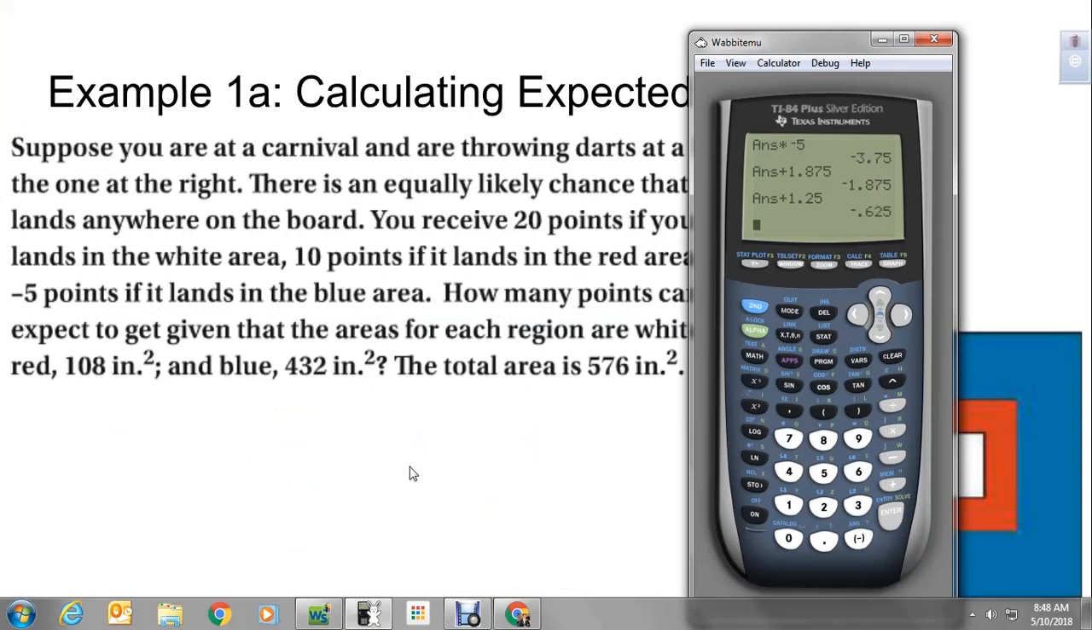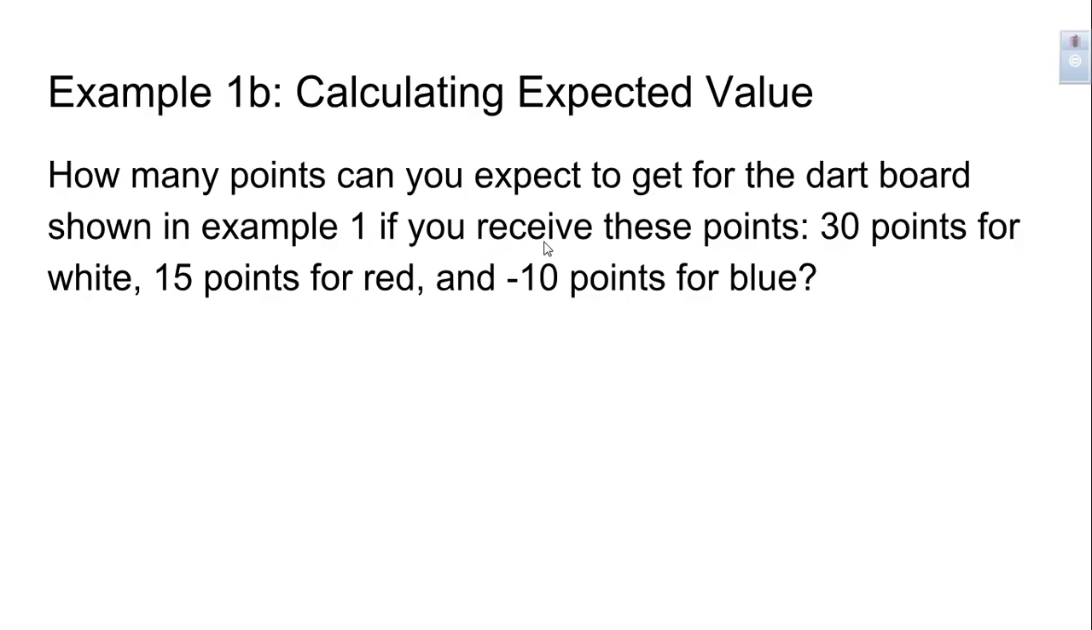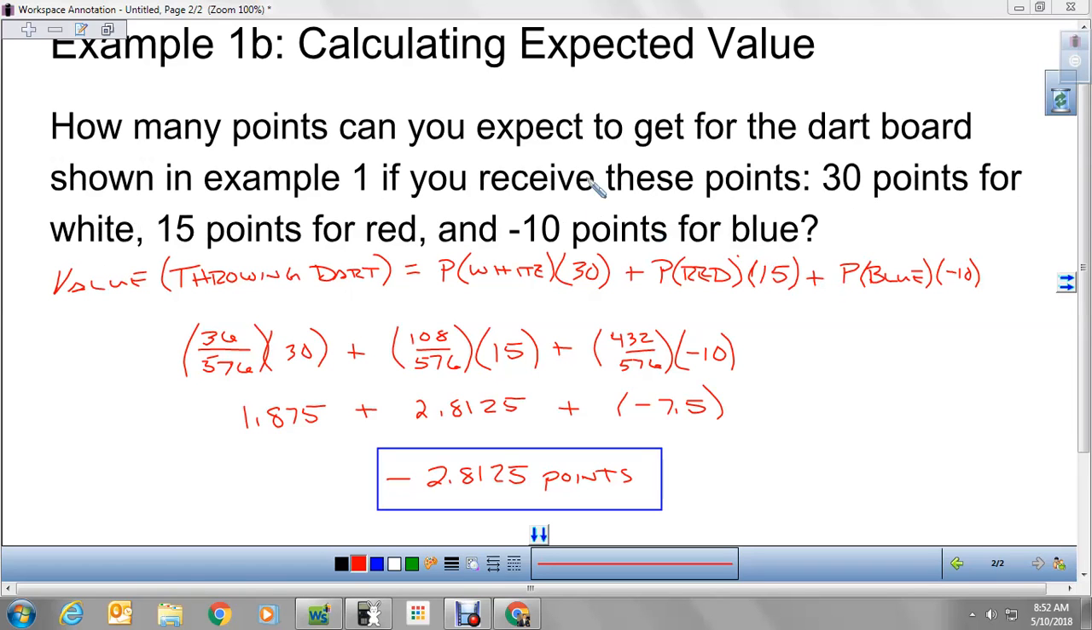The next one here is: how many points can you expect to get from the dartboard shown in example 1 if you receive 30 points for white, 15 points for red, and negative 10 points for blue? Pause the video, work on this now, and come back and check your answer when you're done. All right, let's take a look here.